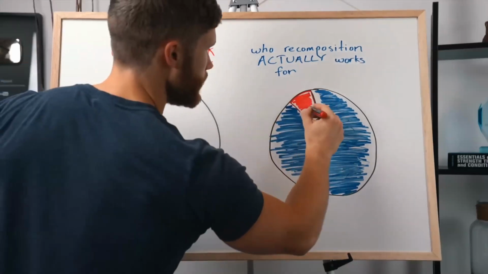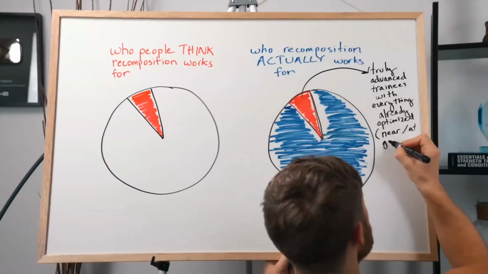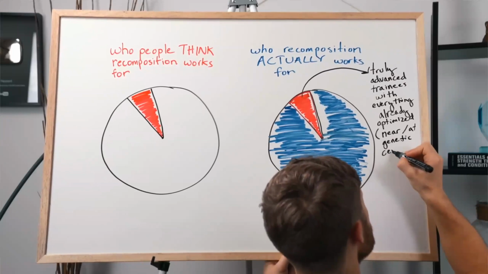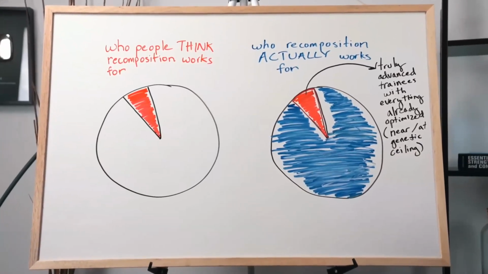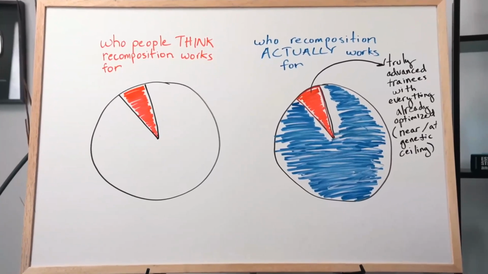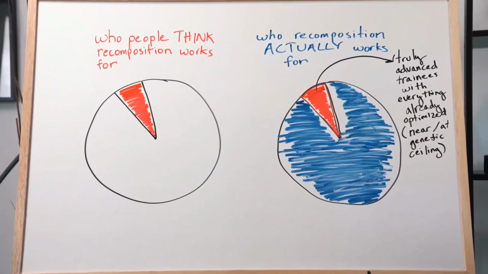So I think there's really only a tiny subset of the population that recomposition wouldn't be practical for, truly advanced trainees already with perfectly optimized training and nutrition who are near their genetic ceiling for muscle growth. But in my opinion, this is the obscure scenario, and it only occupies a tiny sliver of the total population looking to improve their physique. Okay, so body recomposition is not only common, but practical.